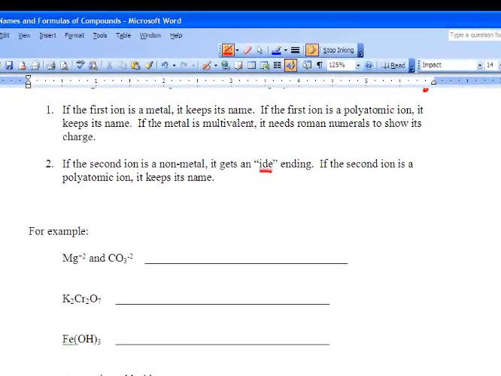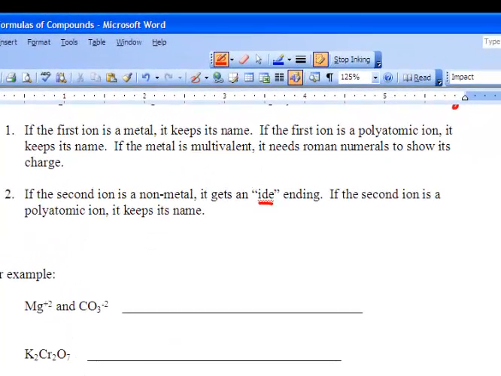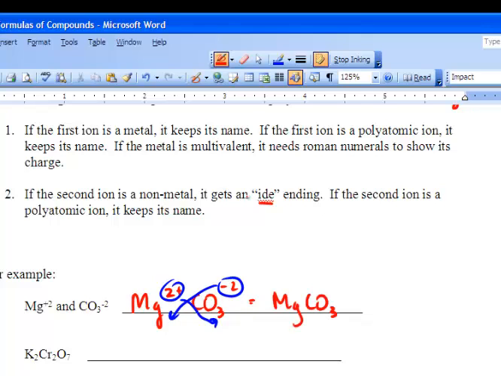We've got Mg plus CO3. Well, we've been given our ions and we know the charges. So let's figure out what we're going to get when we swap and drop. So I'm just going to rewrite it so that we've got it a little bit bigger. Mg2 plus and CO3 2 minus. We're going to swap and drop these charges. And because they're the same, we can cancel them out, so we get MgCO3.